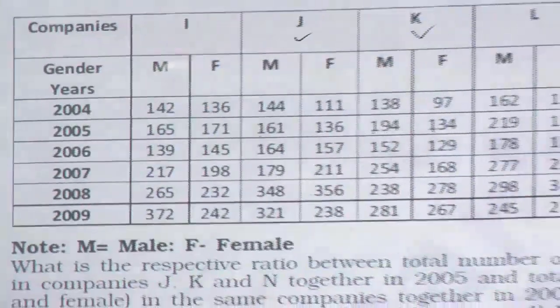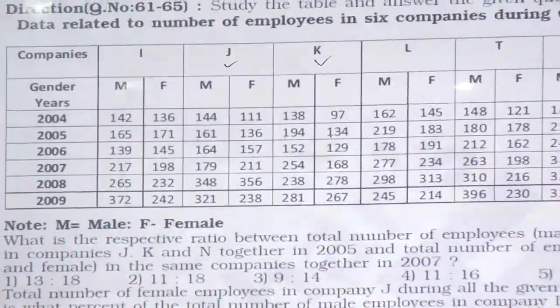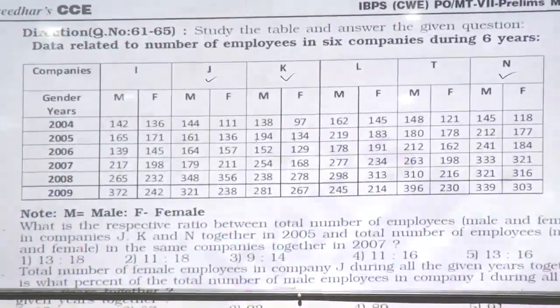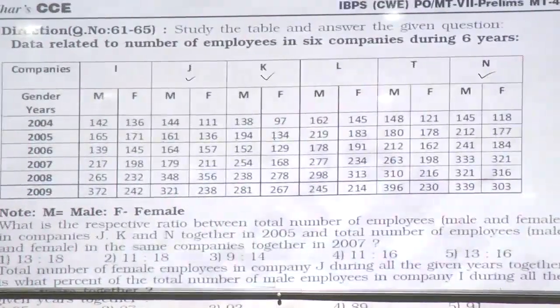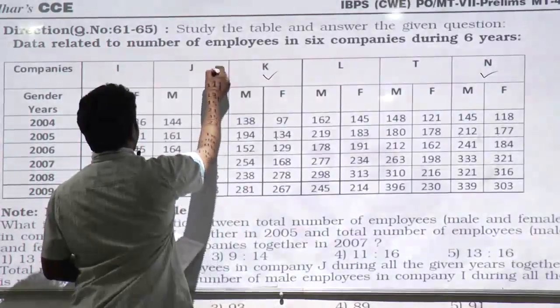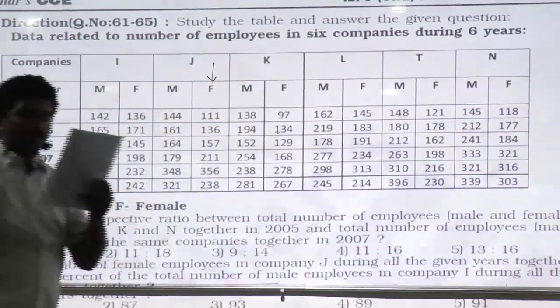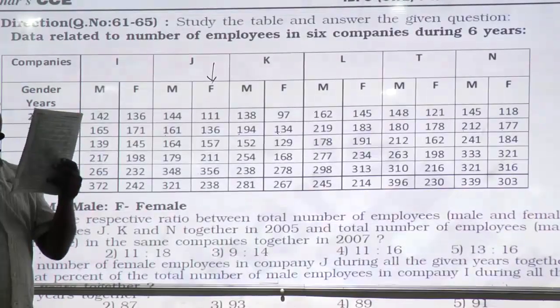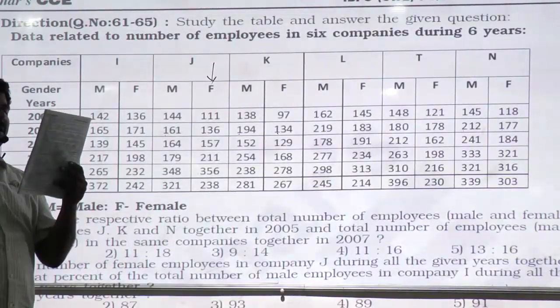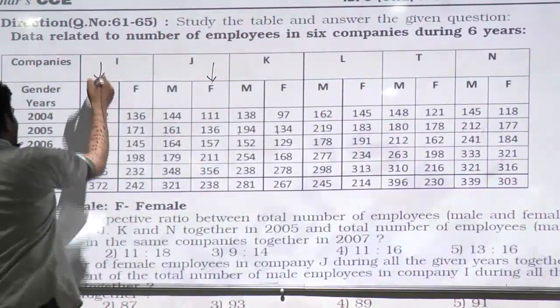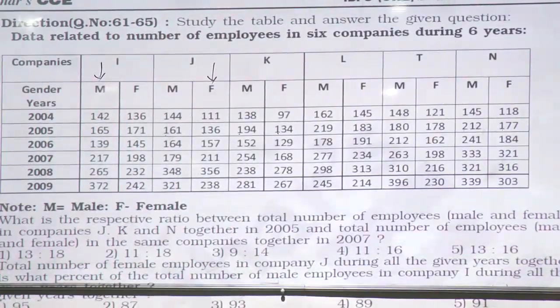Question 62. Total number of female employees in company J during all the given years together is what percent of the total number of male employees in company I during all the given years together? Female percentage. Just need to add everything.